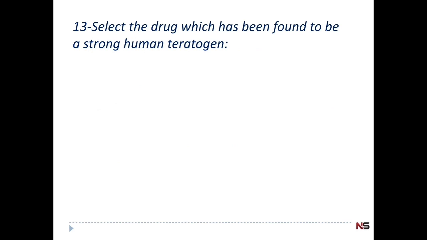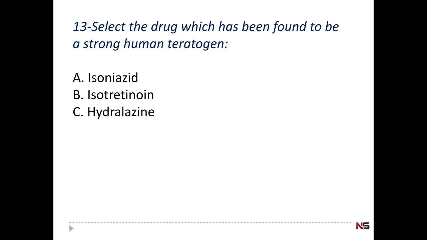Select the drug which is teratogenic from option A, isoniazid, option B, isotretinoin, option C, hydralazine, and the last option, propylthiouracil. Out of these, which is the teratogenic drug? We cannot use a teratogenic drug during pregnancy.